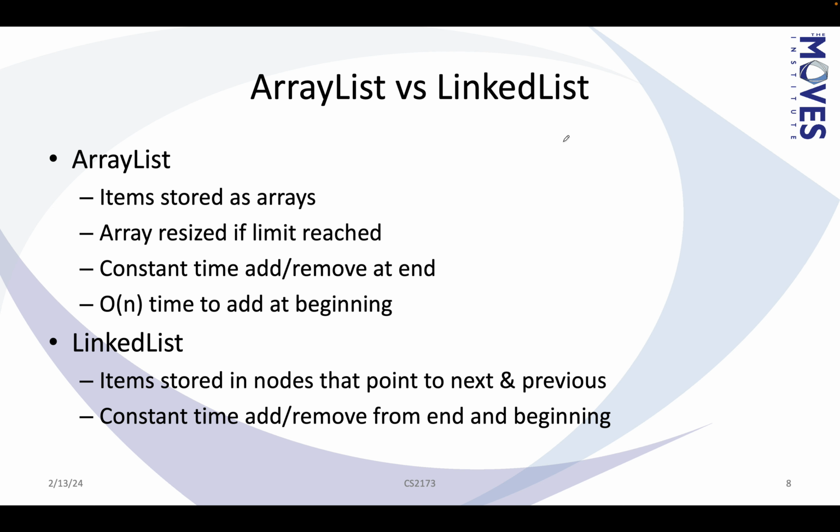Okay, so array list versus linked list. The items underneath the array list are arrays. It's resized if it's reached. You have constant time adding and removing at the end, but big O(n), where n is the number of items in it, if you add or remove at the beginning. Are you familiar with the Big O sort of stuff? I mean, probably, yeah.